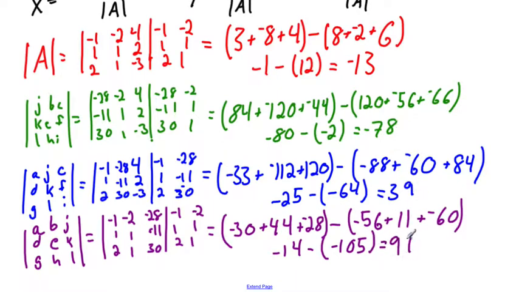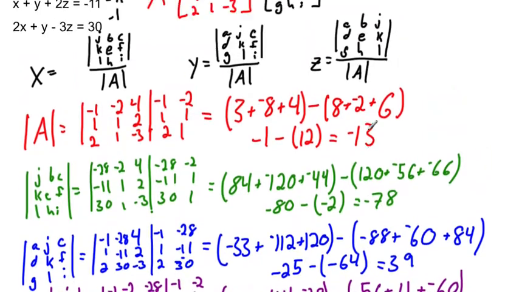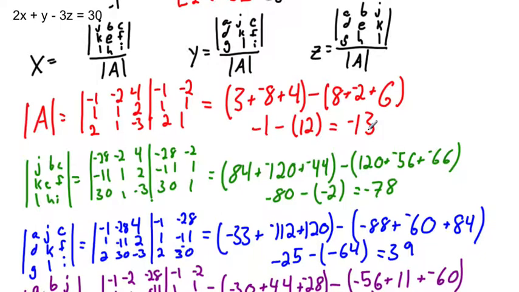I have 78, 39, and 91. These are going to be the numerators for my fraction. So for example, my first value here, x, in my numerator, I'm going to have negative 78. In my denominator, I have my negative 13. Well, 78 divided by 13 is 6. Negative divided by negative is positive, so I get positive 6. Y is going to be 39 over my negative 13. That's going to give me a negative 3.